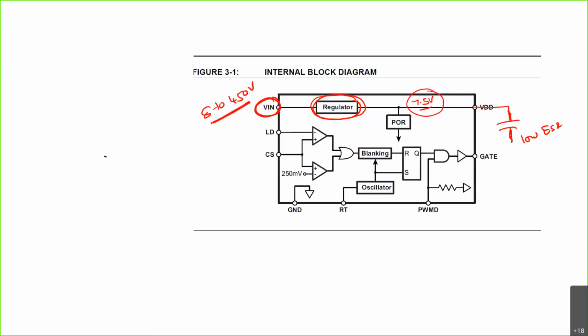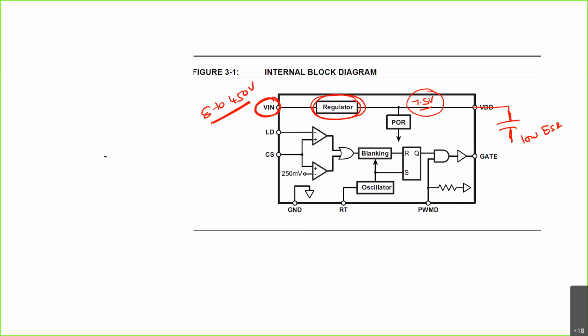So normal capacitors like electrolytic capacitors are not used, because electrolytic capacitors have a large ESR value. Instead, we normally use polypropylene capacitors or ceramic capacitors, which have a low ESR value. So this is about these two pins.